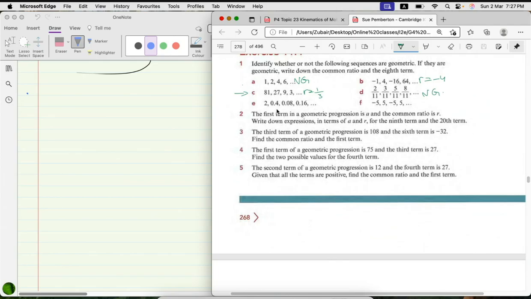Okay, 0.4 divided by 2 is 0.2. So we can also check by multiplying all these with 0.2. So first one, 2 into 0.2 is 0.4. Again into 0.2 is 0.08. Again into 0.2 is 0.016, not 0.16. That is not geometric.